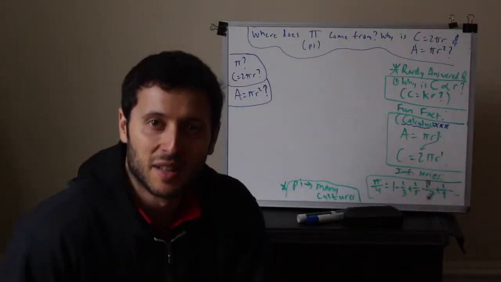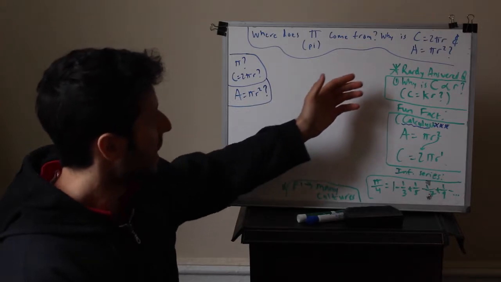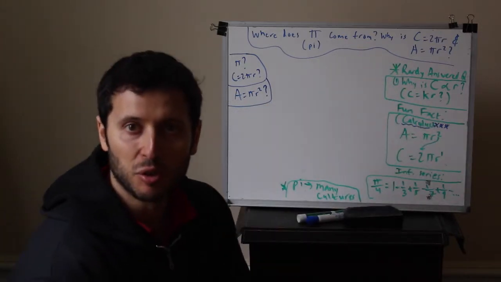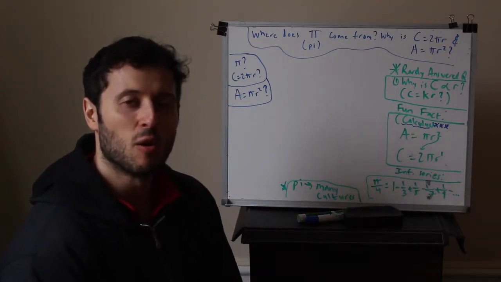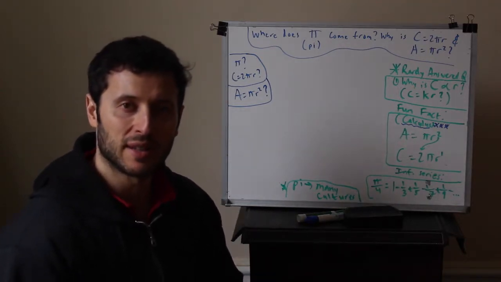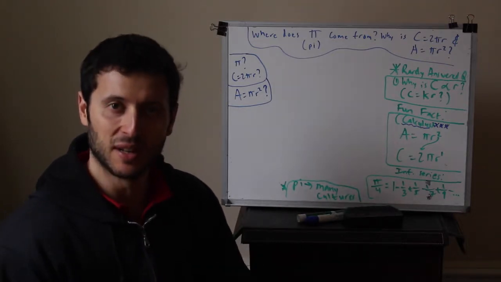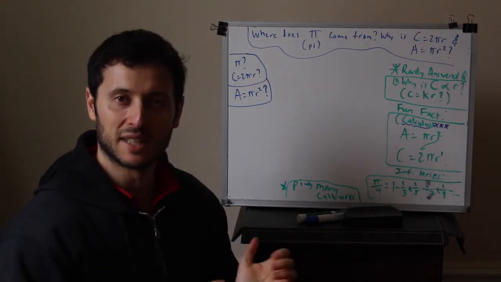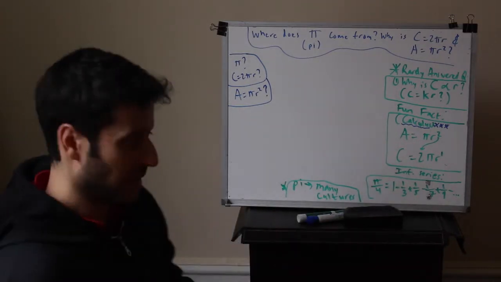Greetings, Earthlings. Today we're going to go over where pi comes from and why the circumference of a circle is 2 pi r and the area is pi r squared. Now we're not going to go over these in great detail, but I think just enough that it will satisfy your curiosity for now. And I'll also put a lot of links in the description, so feel free, and I encourage you guys to explore it after this video.